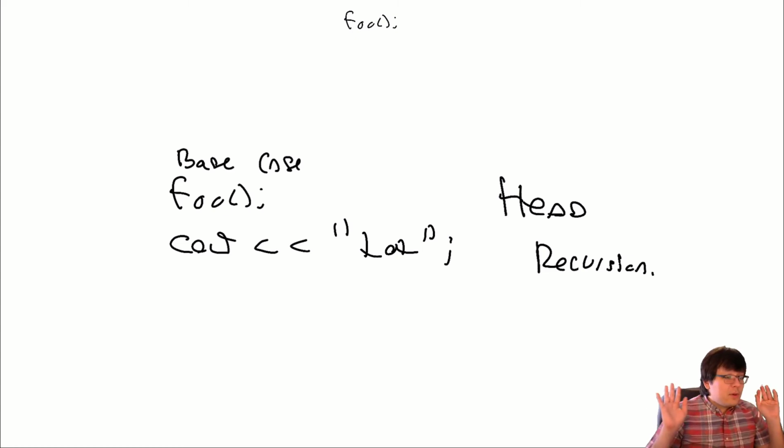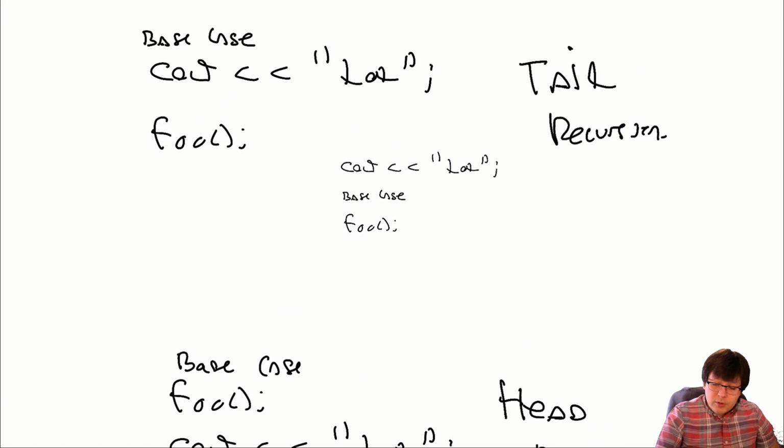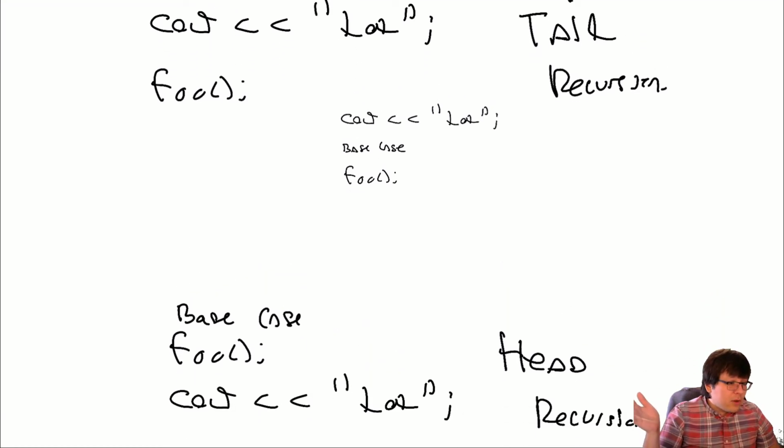Okay, so that's in your future, but just so you know the terminology in case you see this when you're looking at an implementation of code and they say, implement this as tail recursion, and you're like, what is that? That just means that the last thing in the function is going to be the recursive call. Whereas with head recursion, you'll typically see the recursive call before the cout.